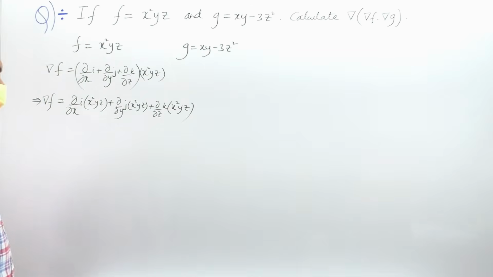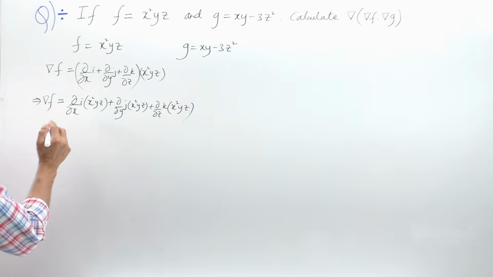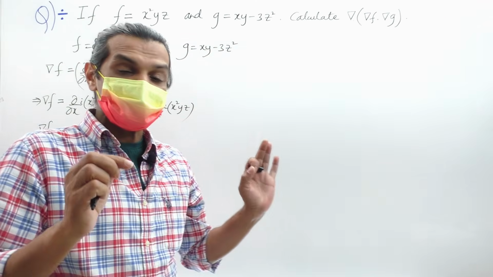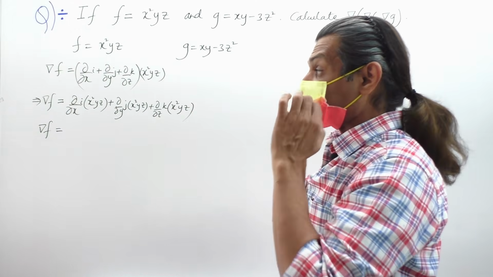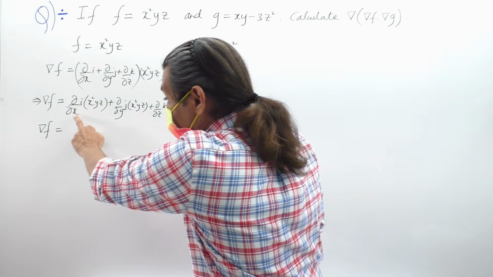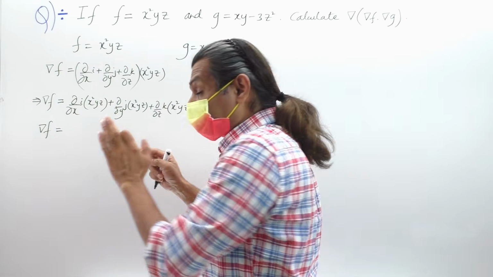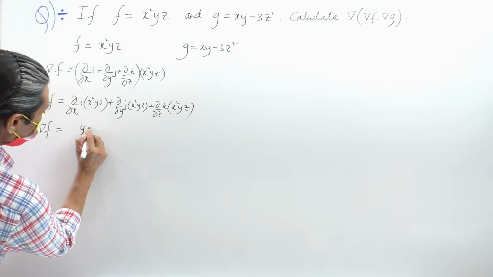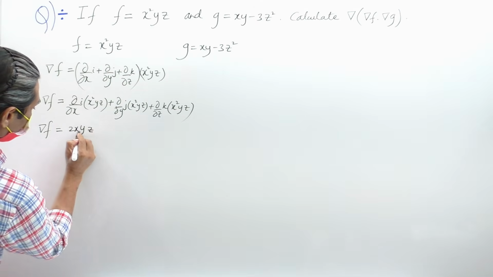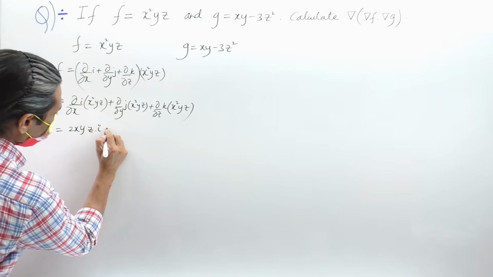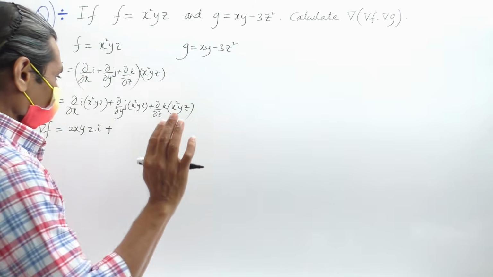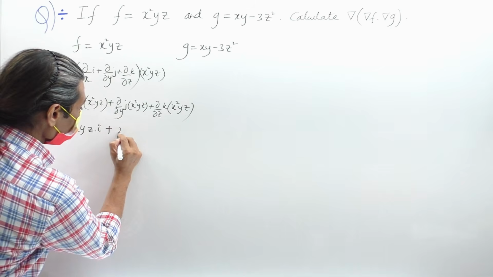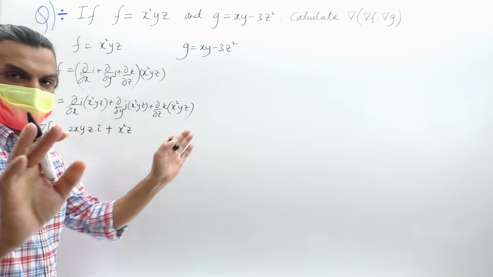Okay, fine. Now let's differentiate. So we have del of f equal to dou by dou x, meaning we are partially differentiating only with respect to x. Carefully listen here: dou by dou x means only the x terms. See, x square into yz, yz is multiplied, so don't touch it, yz as it is. Differentiation of x square is 2x, into i. Plus dou by dou y means only the y terms, again x square yz, so x square into z keep as it is, don't touch it.